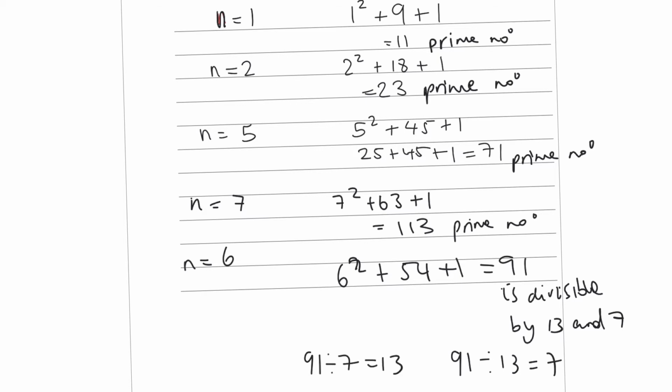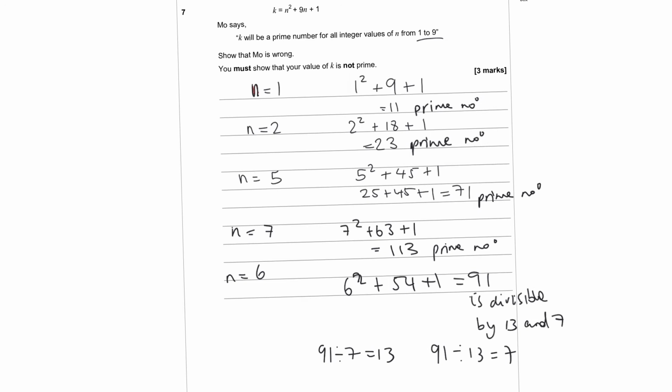So when n is 6, Mo is wrong. And I hope that makes sense. That one is literally a trial and error one. With questions like this, you kind of have to literally test them all. Obviously, because it's a calculator paper, you'd be able to do this relatively quickly. But if this would take you a long time, then I would come back to this towards the end.